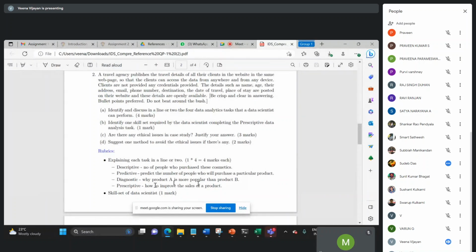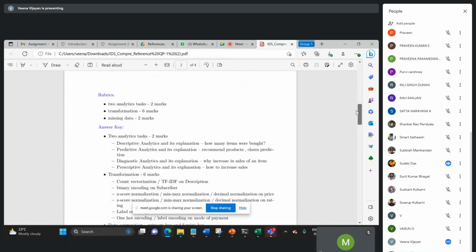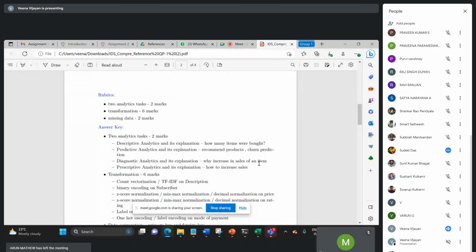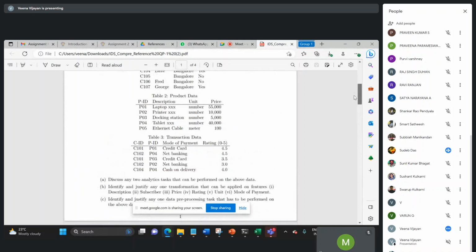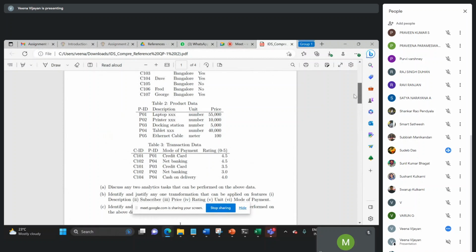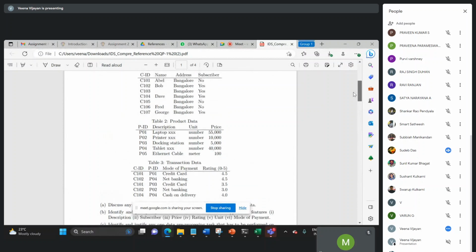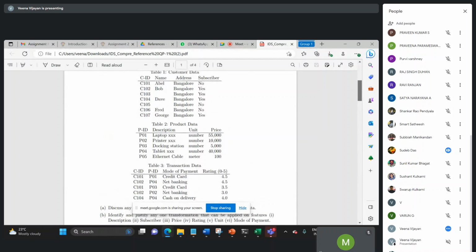Why is product A more popular than product B? Diagnostic is the same, the first why question. Why an increase in sale of an item? What is the reason? Suppose the number of quantities is more. Based on the number of quantity, you can see that it happens.